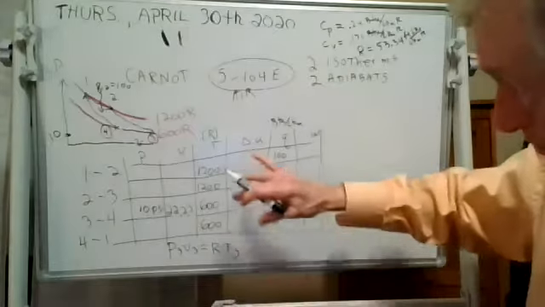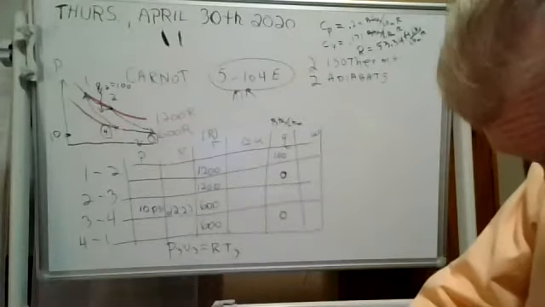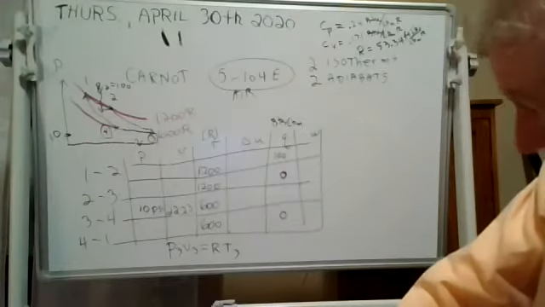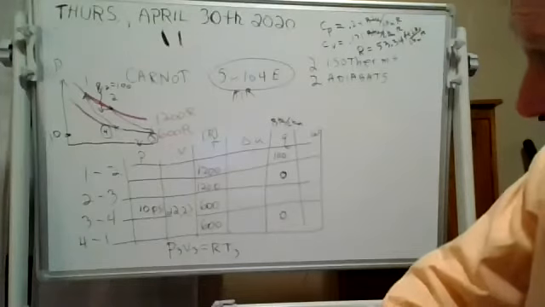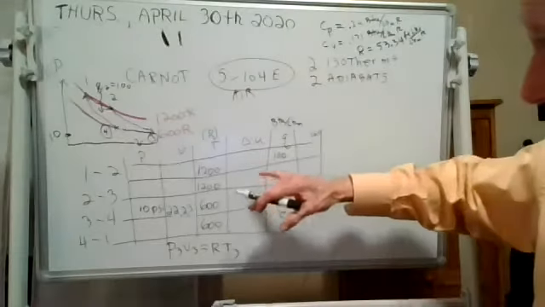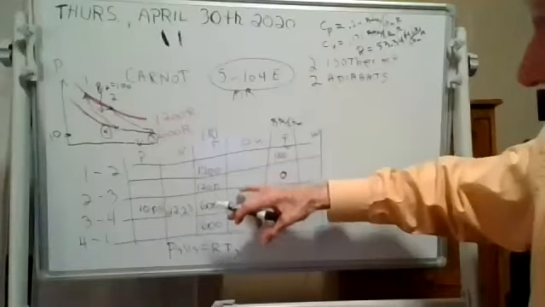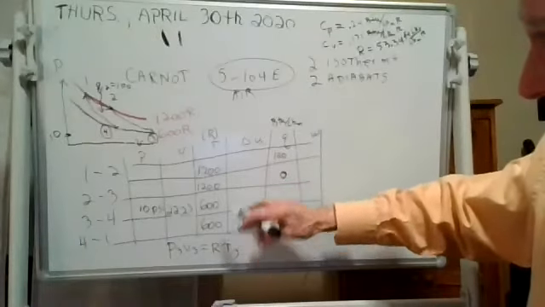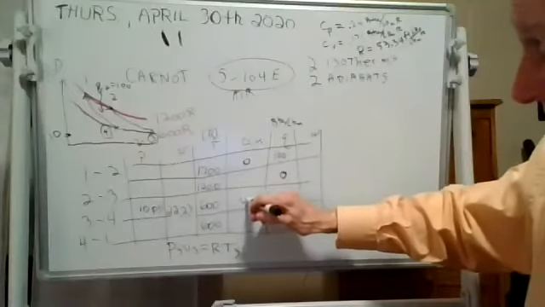Now, two of these delta U's are zero because, see, isotherms, they don't change their energy any. The energy depends on the temperature, and if it stays the same, there's no delta U. So which one of these delta U's are the isotherms? 1 to 2 and 3 to 4. 1 to 2, 3 to 4.